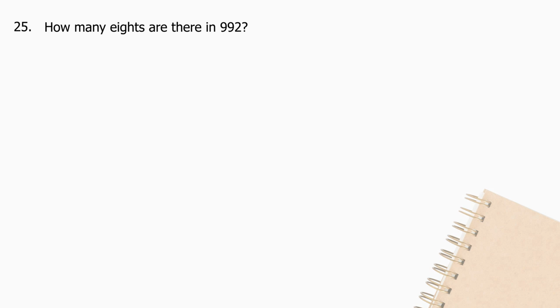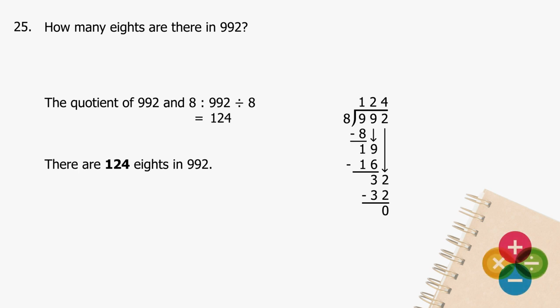Question 25. How many eights are there in 992? The quotient of 992 and 8 will be: divide 992 by 8, and the quotient is 124. There are 124 eights in 992.